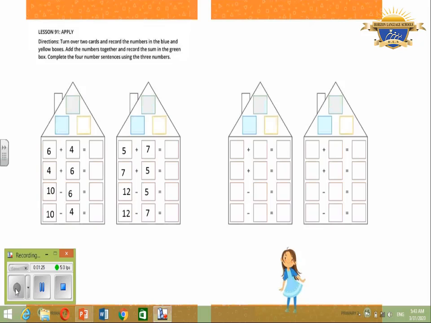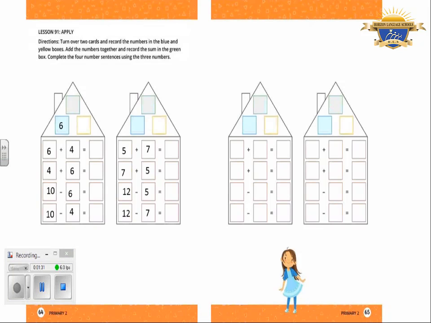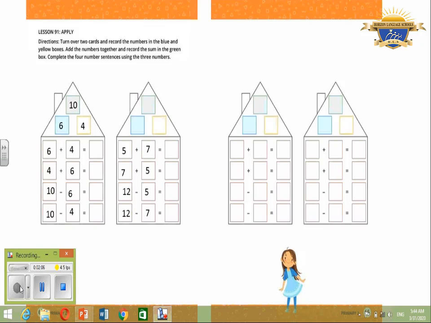We have here numbers. Our first number is number 6. And the next number is number 4. But we have here a missing number. To find this missing number, we have to add 6 and 4. So 6 plus 4 equals, excellent, 10. So we have here the 3 numbers. The 3 numbers we have here are 4, 6, and 10.